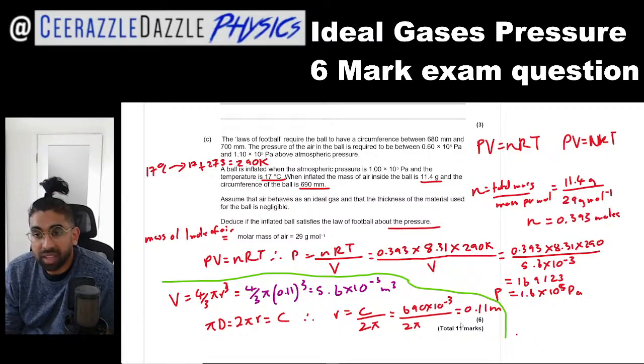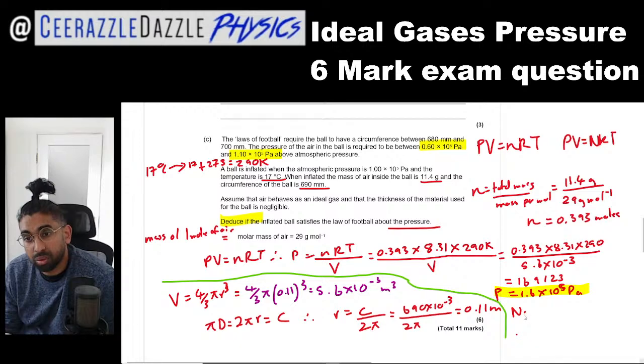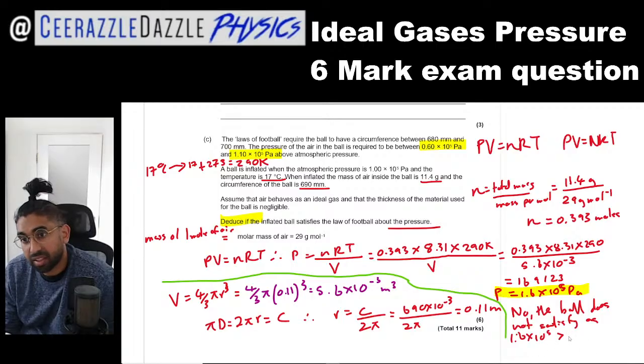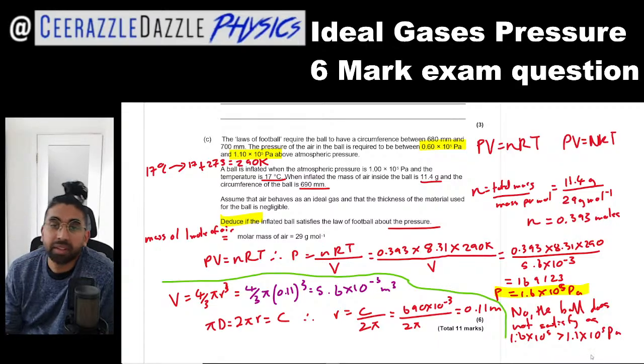Okay, right, so now, finally, don't forget we've got to deduce if the inflated ball fits this condition. Is that true? Does it fit the condition they stated at the start? There we go, over here. Well, does it? No, clearly not, because it's higher than that value there. So, no, the ball does not satisfy, as the 1.6 times by 10 to the power 5 is greater than 1.1 times by 10 to the power 5 Pascal. There we go.